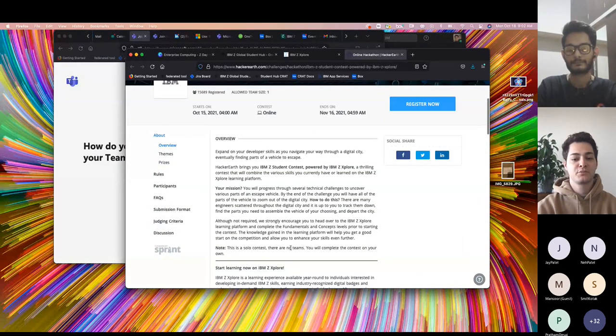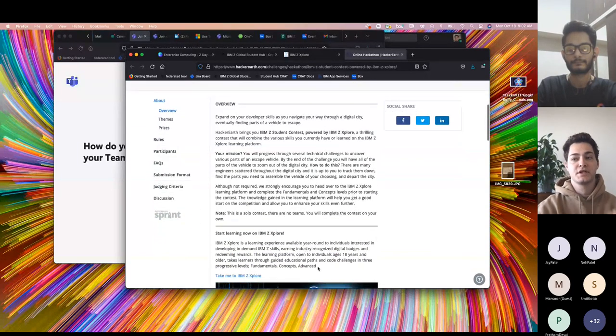The contest is pretty cool and pretty fun. You'll likely want to go through the Z Explore material first, especially fundamentals and likely some of the concepts as well, so that you can get a better understanding of the technology you'll be engaging with. The challenge will walk you through escaping from the digital underground by building yourself a vehicle to get out of there using enterprise computing technologies. It's really cool.